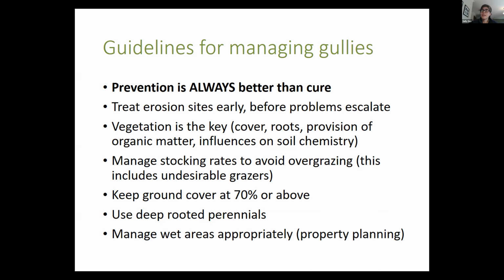They're native, they do really well in those areas, and they're areas on your property that you should be retaining. So managing wet areas appropriately is a really important one, because that's where a lot of these gullies start, in these wet areas. So like the smaller photo that I showed earlier, if we can keep stock out of those sensitive areas just during the wet months, then that stops a lot of these features beginning to develop.